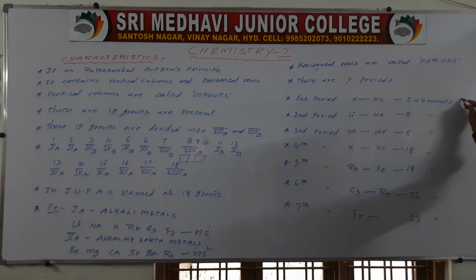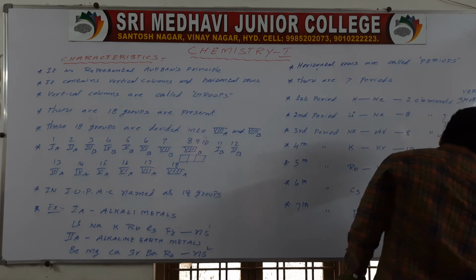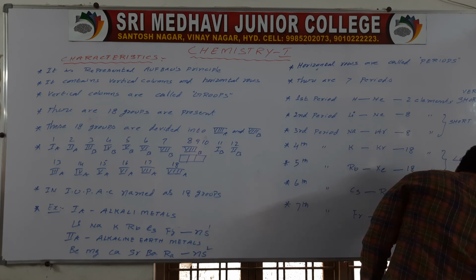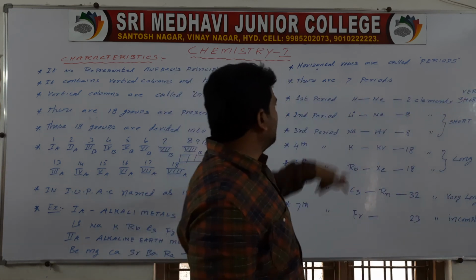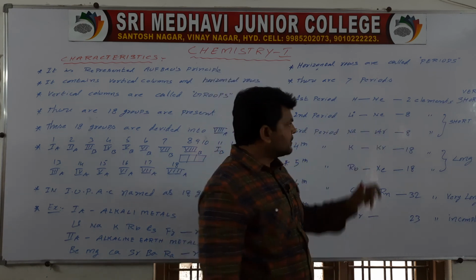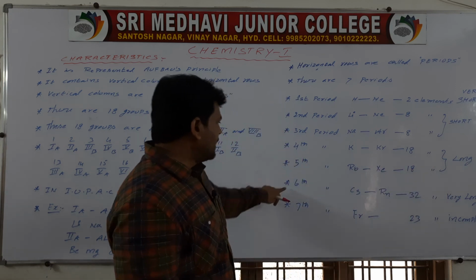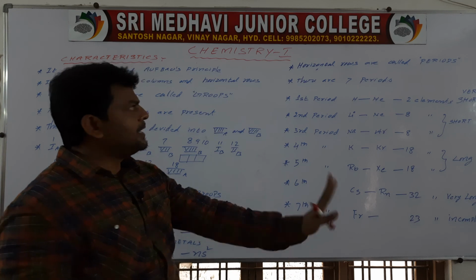The first period is the very short period, because it contains only 2 elements. The second and third periods are short periods, because they contain 8 and 8 elements. The fourth and fifth periods, with 18 and 18, are nothing but long periods. The sixth period is the very long period, which contains 32 elements. And the seventh period is the incomplete period. This is briefly about periods.